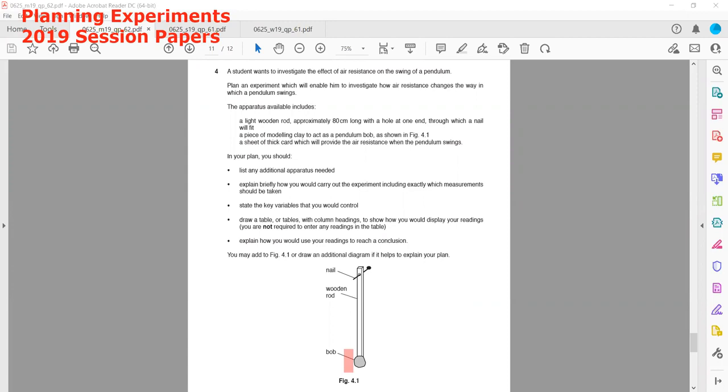So what apparatus do we need for this? We need a stopwatch or a stop clock. Any additional apparatus we need: a stopwatch. Then explain how you would carry out your investigation and which measurements you should take. So which measurements should we take and how should we carry out this experiment?